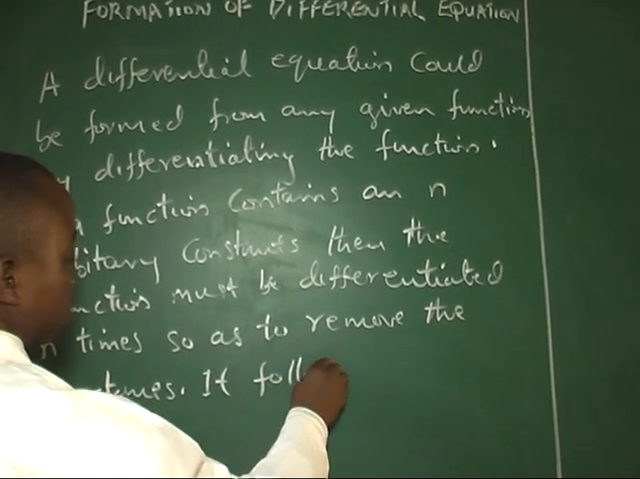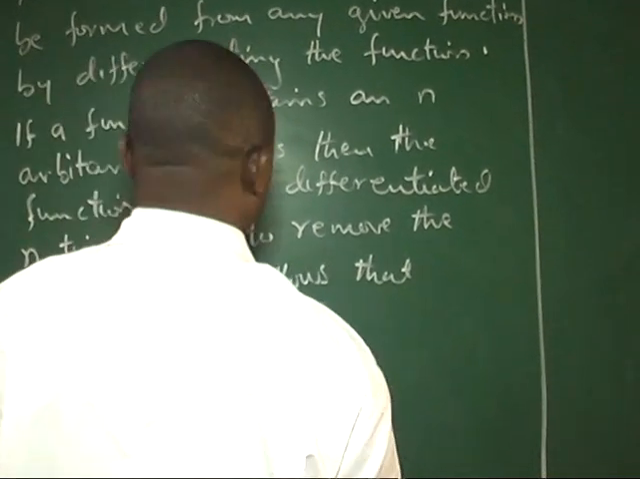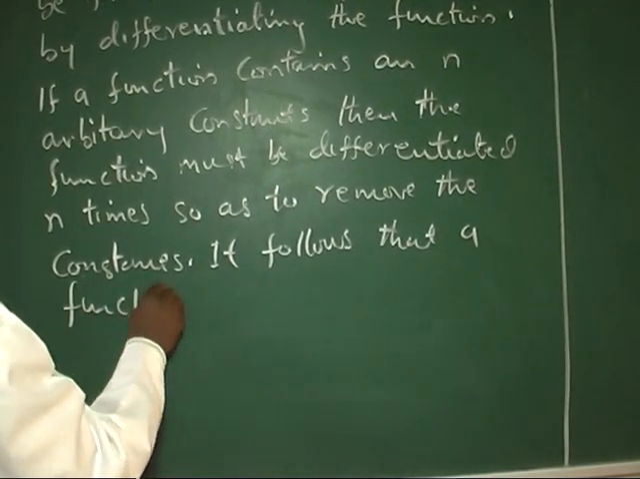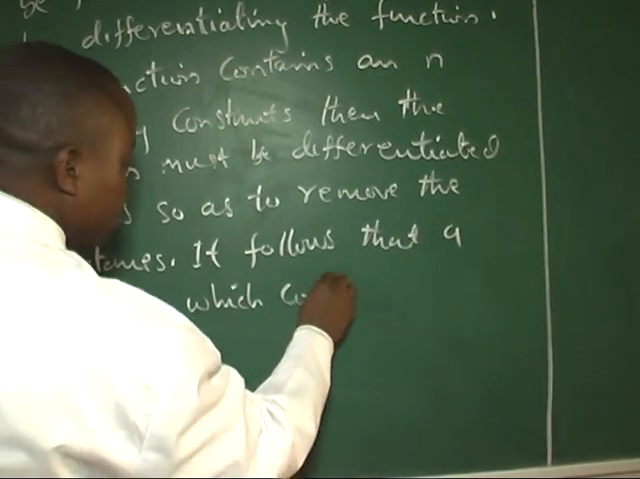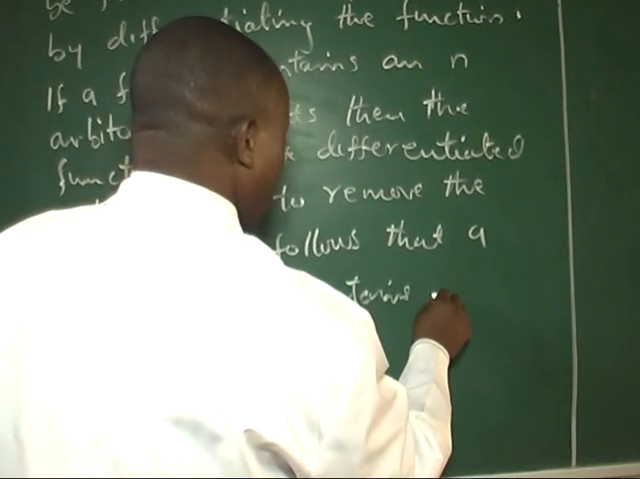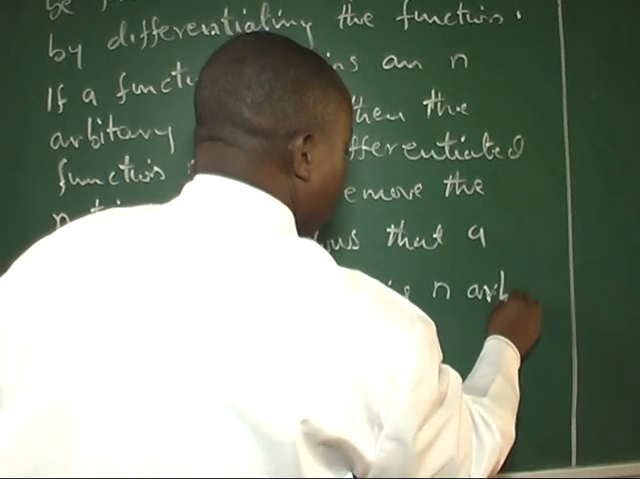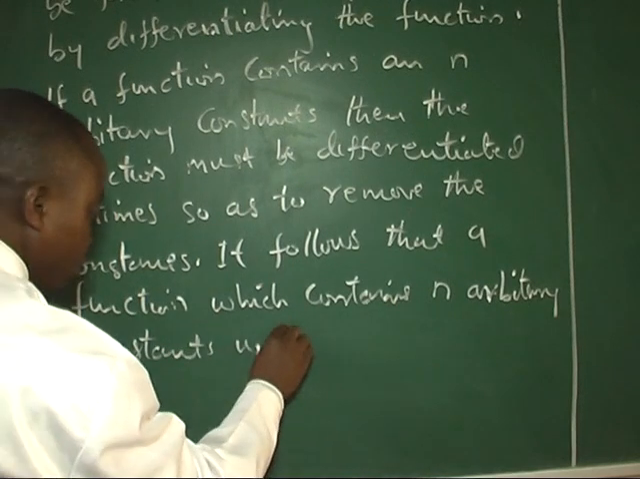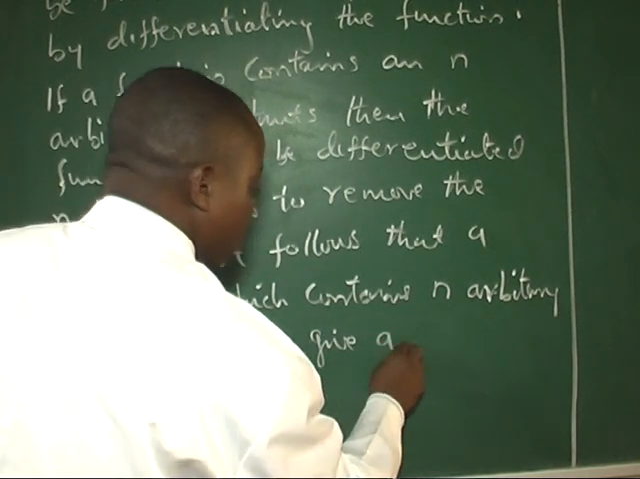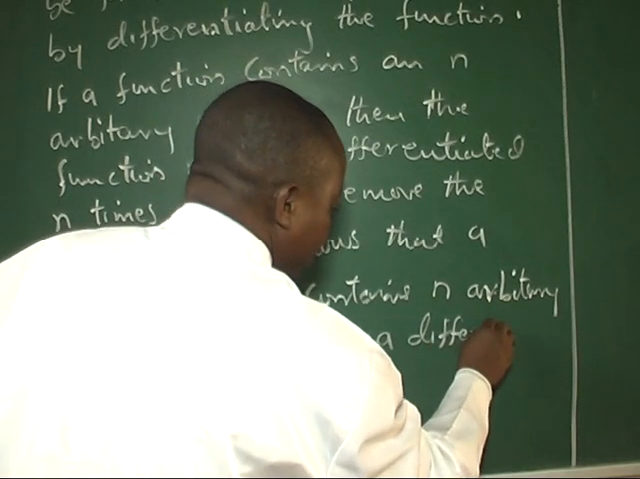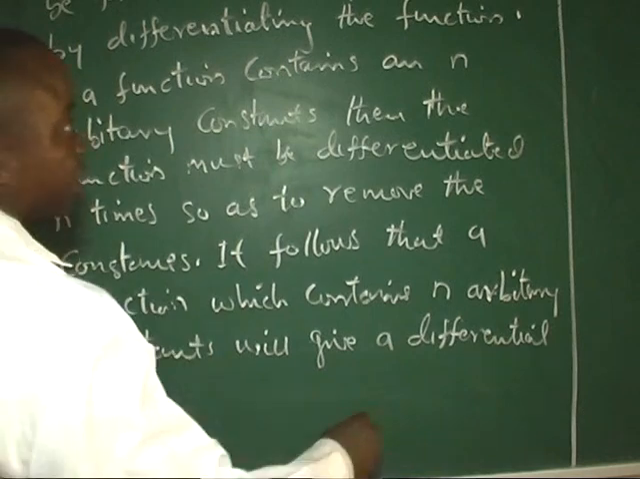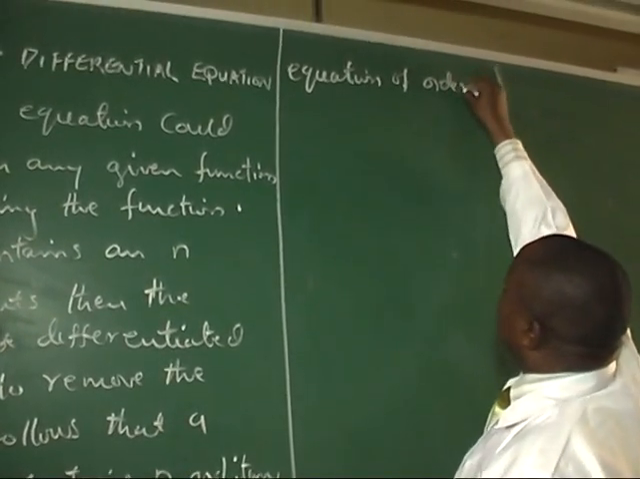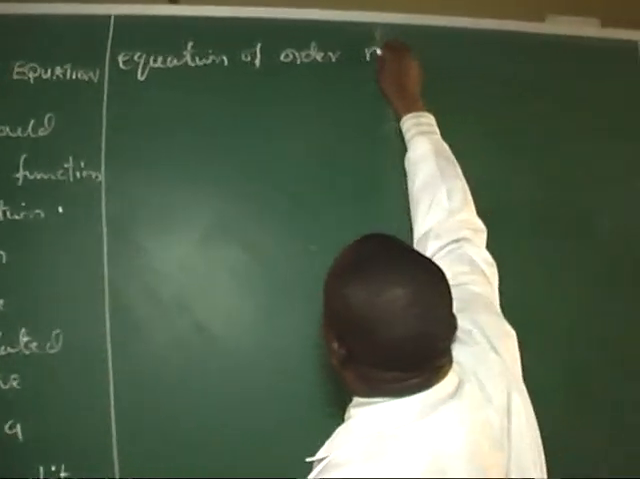It follows that a function which contains n arbitrary constants will give a differential equation of order n.